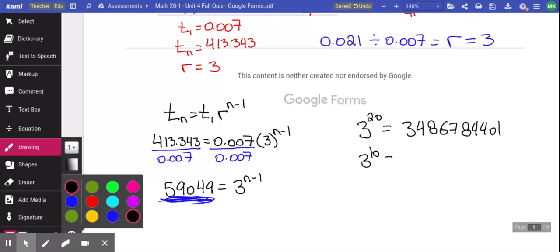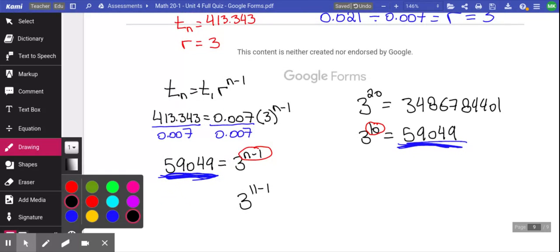So I'm going to try 3 to the power of 10. If I go 3 to the power of 10, oh, look at that. That's a good guess. I get 59049, which matches. That matches that. This means that n minus 1 must turn into 10. The only way that could happen is if n was 11. Therefore, there's 11 terms in that sequence.